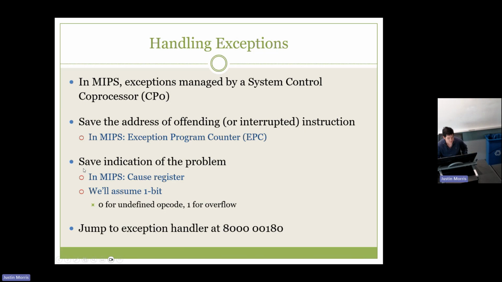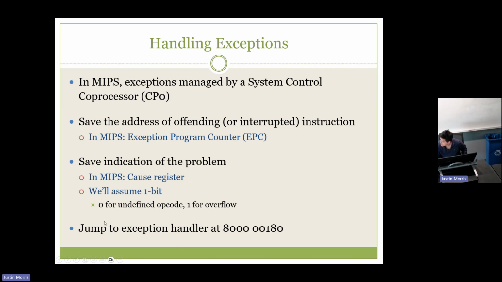The other thing that the handler is going to need beyond the program counter to be able to recover is what is the cause? So we have this cause register. For now, let's just assume that it's 1 bit. If it's 0, that means that it was an undefined opcode, so a bad instruction. If it's 1, that means there was some overflow. But in reality, there are many other types of these exceptions.